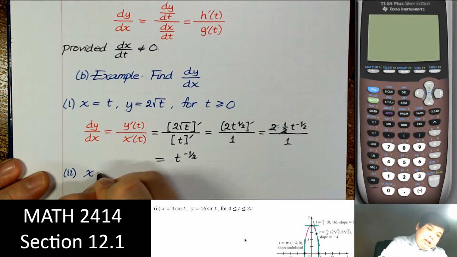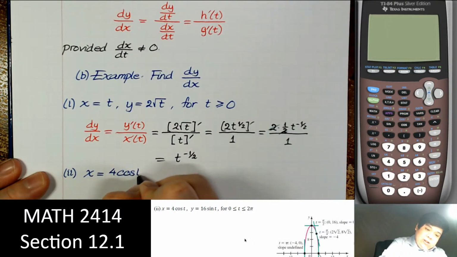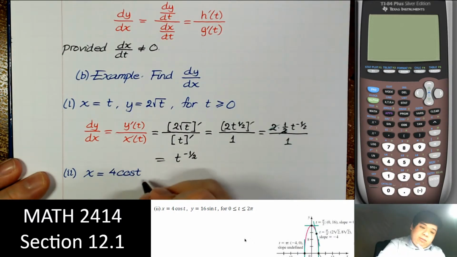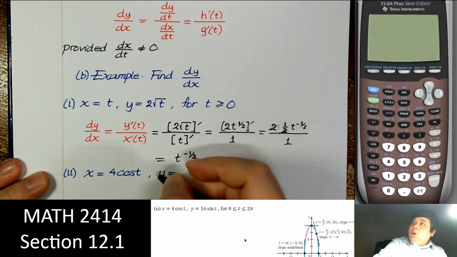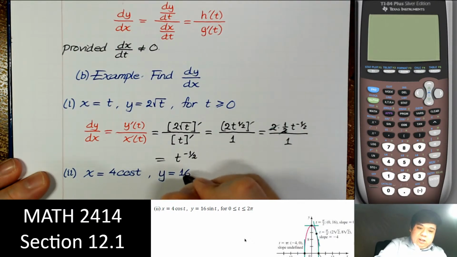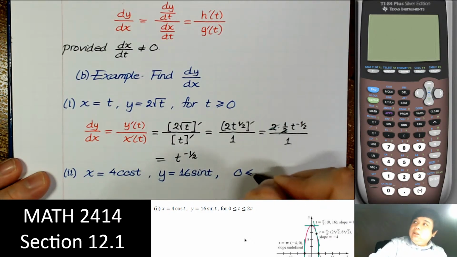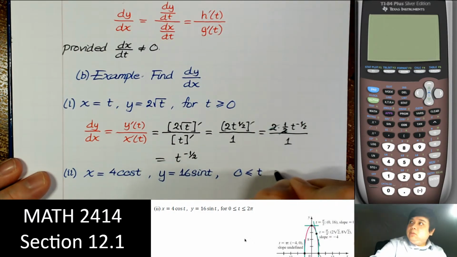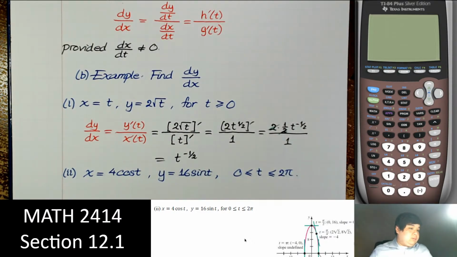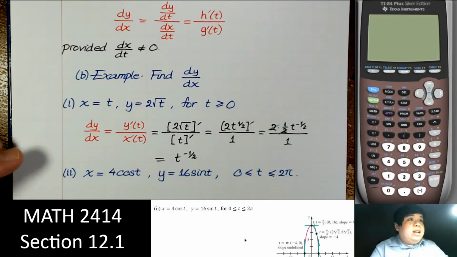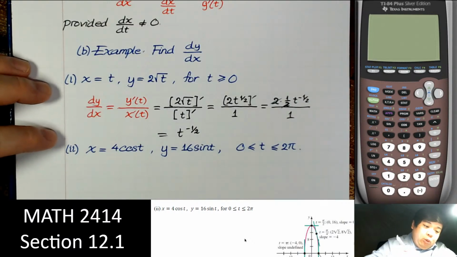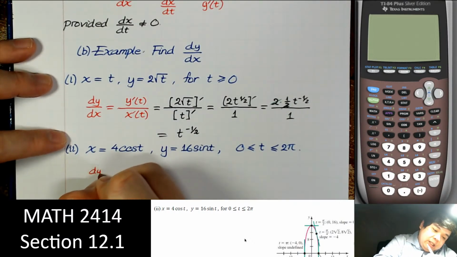So x equal to 4 cosine of t. Y equal to 16 sine t. In this case, once again, we are asked to find dy over dx.